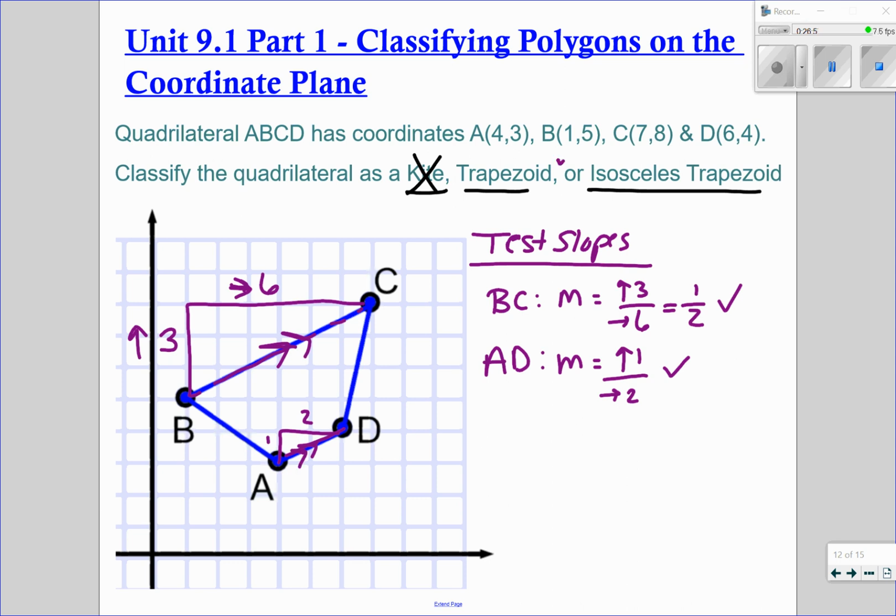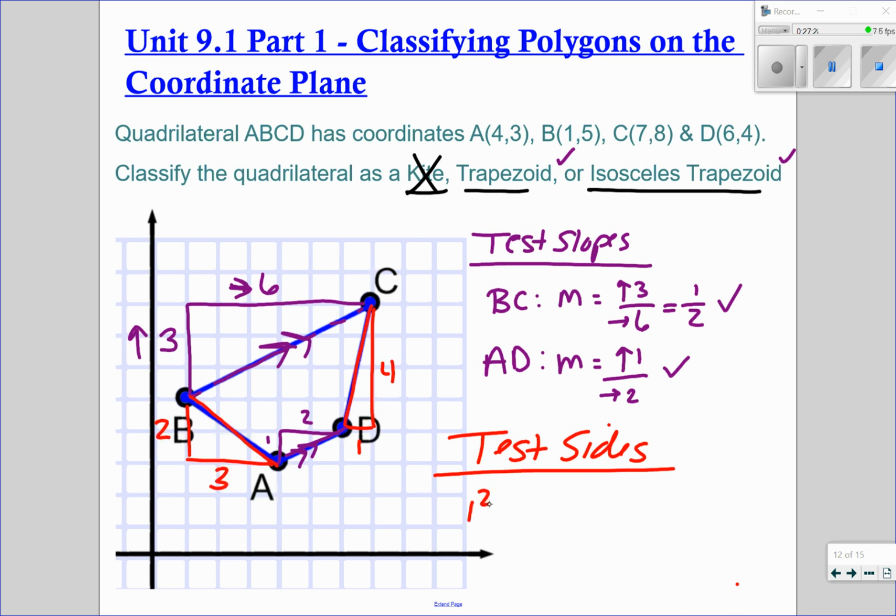So we've got the trapezoid and isosceles trapezoid property laid out. Last thing is we need to test the side lengths. So if we're going to test the sides, or specifically our legs, we need to see if CD is congruent to AB. So let's go ahead and draw our triangles here. This would be a 1/4 triangle, and this would be a 2/3 triangle. Well, we know that 1 squared plus 4 squared does not equal 2 squared plus 3 squared, which would be the process of using our Pythagorean theorem.